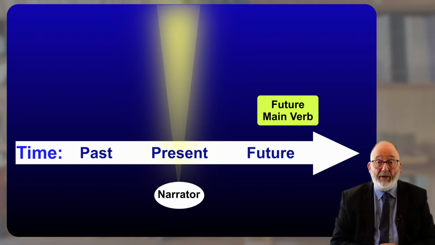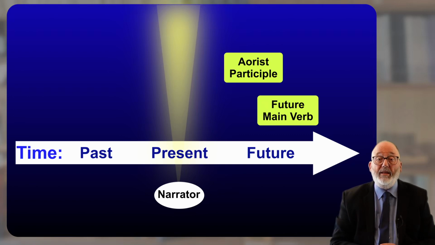What happens if the main verb is in the future tense and the participle is in the aorist tense? That the participle is in the aorist tense shows that the action implied in the participle is prior to the action of the main verb. Now, if the action of the main verb refers to something in the far distant future, then the action of the participle could be just prior to that. In other words, future from the perspective of the narrator.